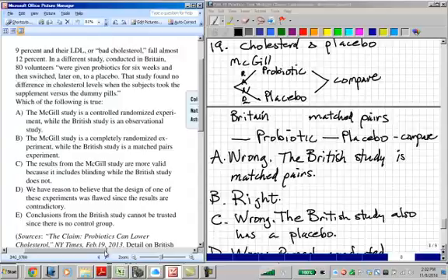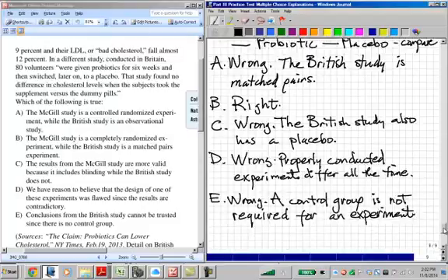That is correct. C, the results from the McGill study are more valid because it includes blinding, while the British study does not. The British study is blinded. They use a placebo, so there's no reason why it can't be blinded. Remember, placebos are put in there for the purpose of blinding. The placebos are added to an experiment so it can be blinded as much as possible.